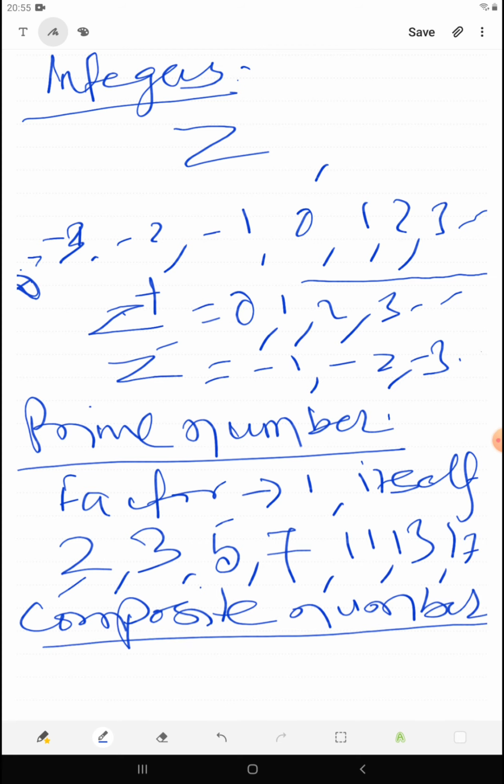So composite numbers are numbers which have factors other than 1 and itself, like 4, 6, 8, 9. These have a factor other than 1 and itself, like 4. 4 has factors 1, 2, 4. 6 has factors 1, 2, 3, 6. 8 has factors 1, 2, 4, 8. Similarly, it will go on. So this type of number is called a composite number. A composite number is the opposite of a prime number. Okay.